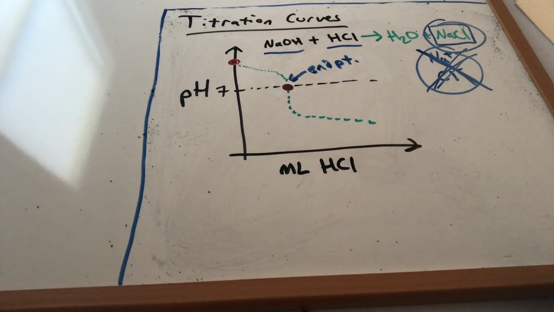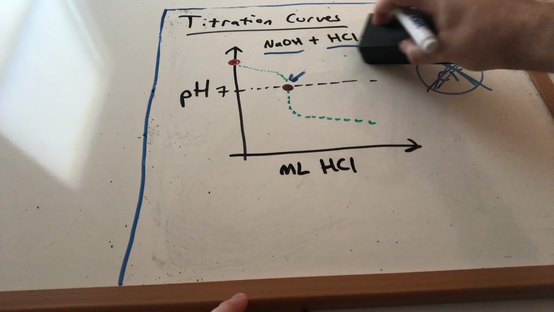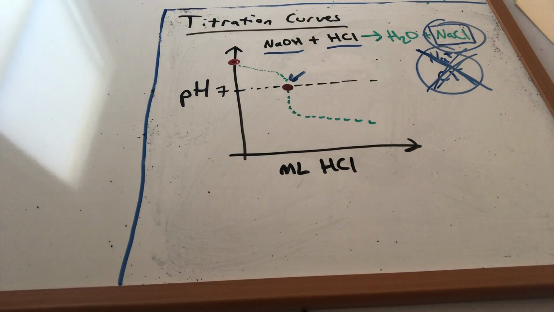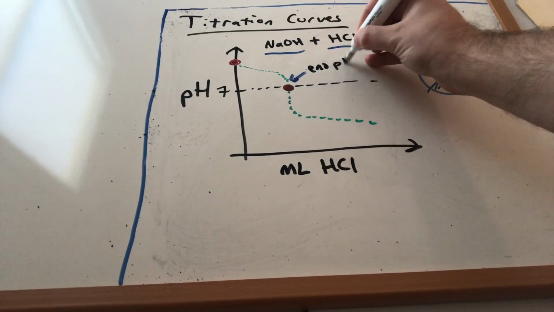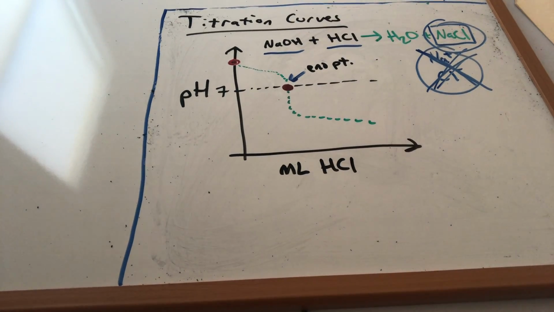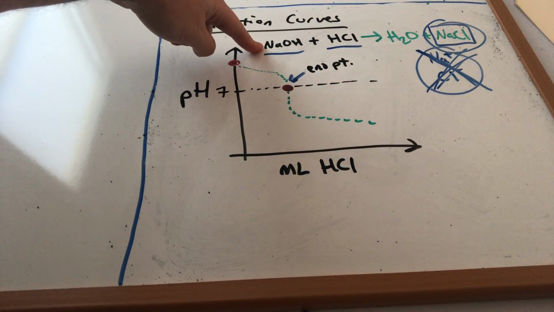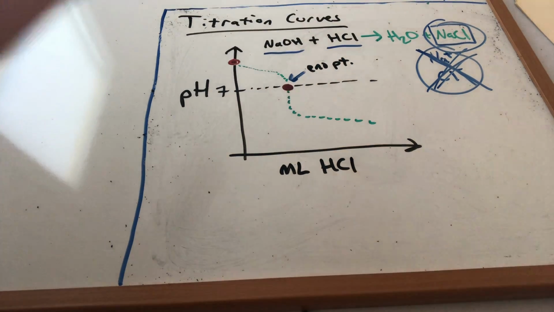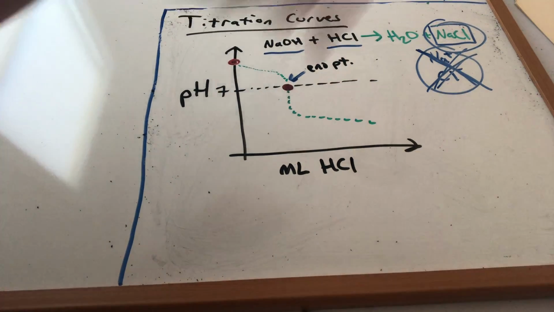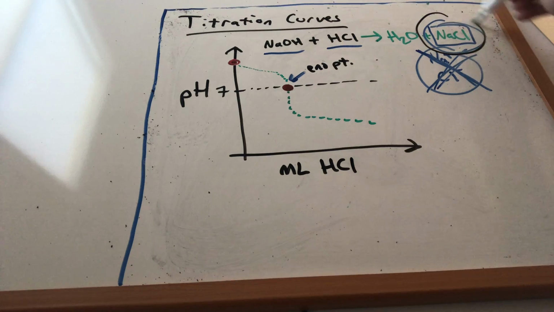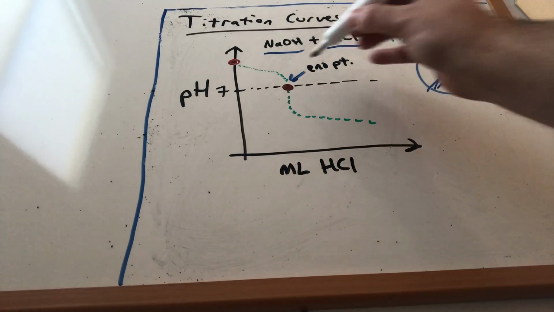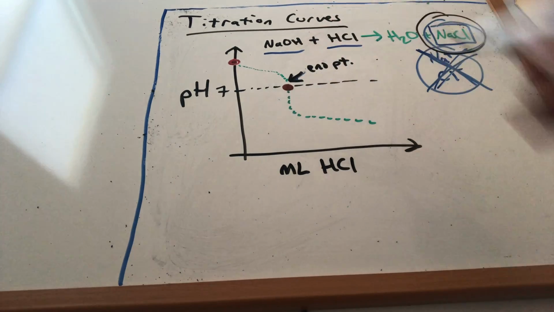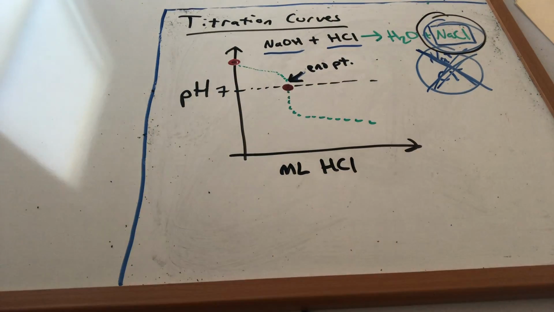Now, for this example, why did I draw the endpoint directly on 7? Because I did that analysis previously. And what did I say should happen at the endpoint? Is there any more base at the endpoint? Nope. Is there any more acid? Nope. Everything's converted to conjugates. This conjugate right here does not affect the pH. So it gives you a true neutralization. It gives you a pH of 7.